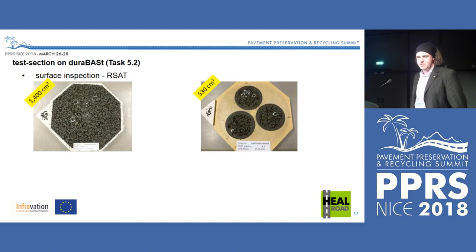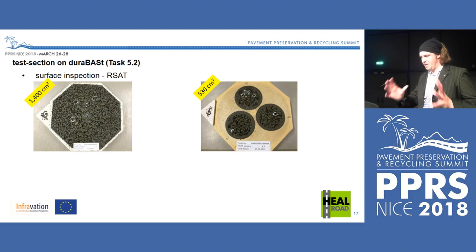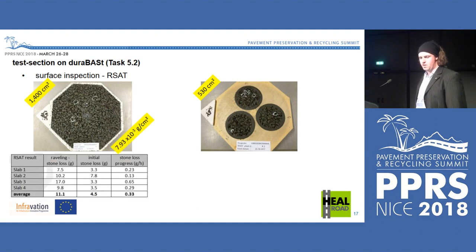We did surface inspection with the AirSat-2 at Heymans, and so that you know the dimensions of the surface area, I marked it with the yellow box here. After 4 experiments with 4 slabs, we had an average of 11 grams of stone loss during the experiment of, I think, 24 hours, one experiment. There we have roughly a tenth of the stone loss per square centimeter in this laboratory test.